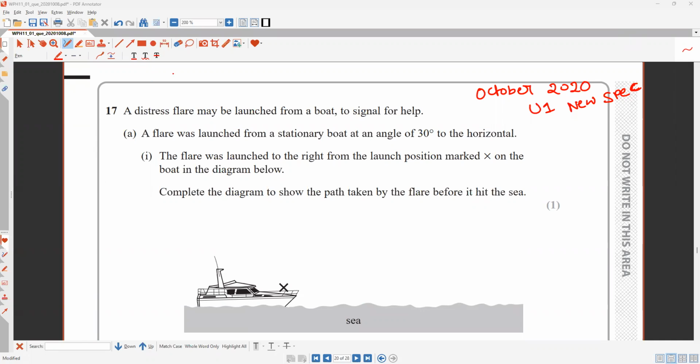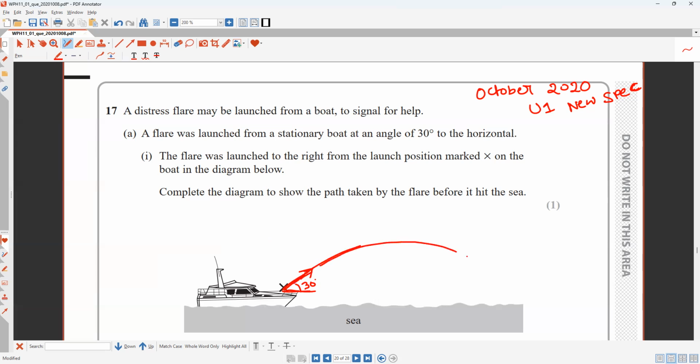A distress flare may be launched from a boat to signal for help. The flare was launched from a stationary boat at an angle of 30 degrees to the horizontal. Okay, so at an angle of 30 degrees to the horizontal. The flare was launched to the right from the launch position marked X. So here it is. Complete the diagram to show the path taken by the flare.